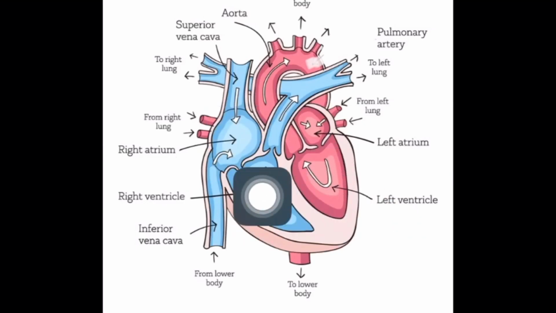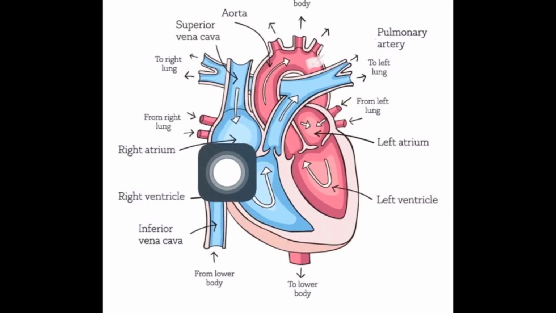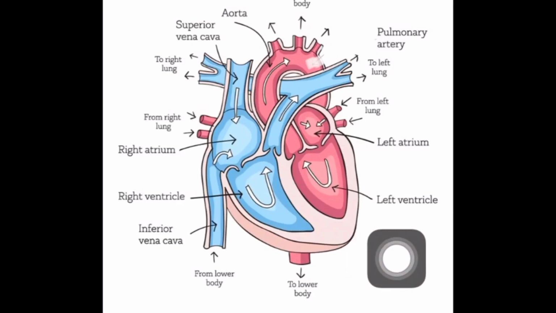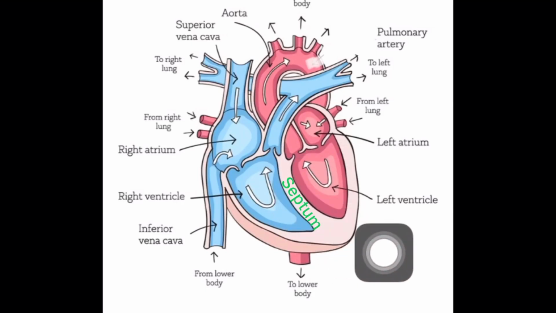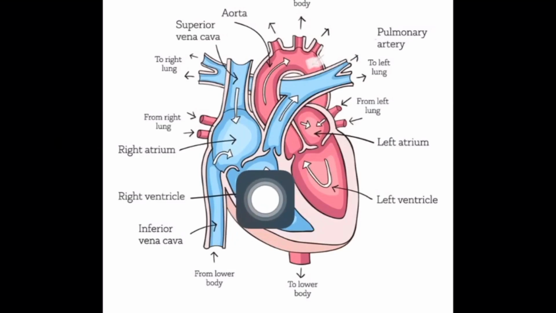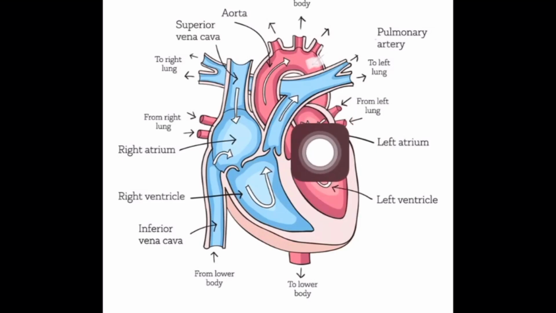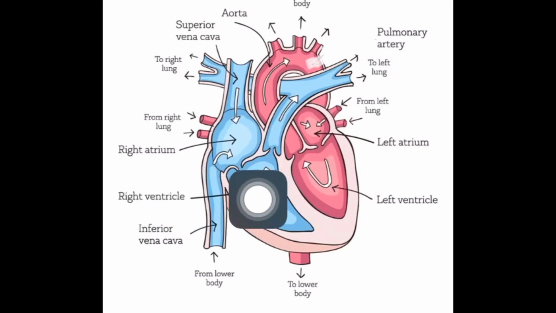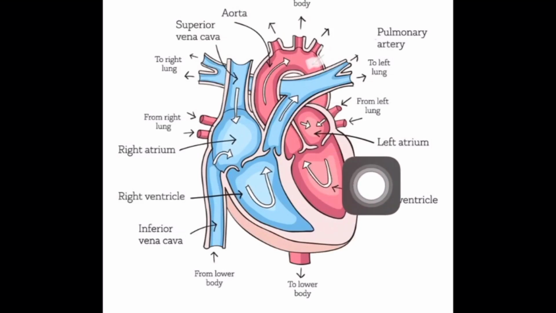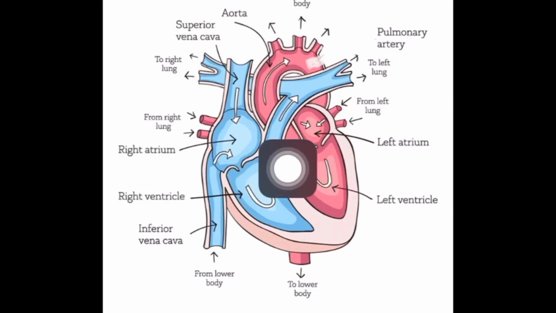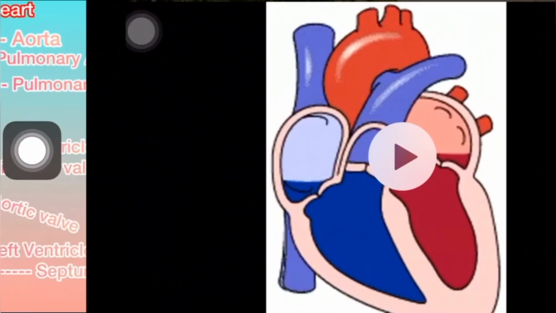These four chambers, with two on the right side and two on the left side, are separated by this region which is called the septum. You can see the gate, or passing valve, between the two chambers on each side. The valve between the right atrium and right ventricle is called the tricuspid valve, and the valve between the left atrium and left ventricle is called the mitral valve, or bicuspid valve.